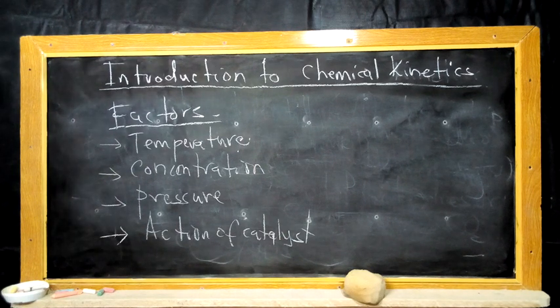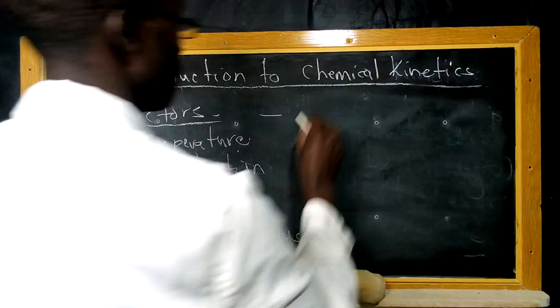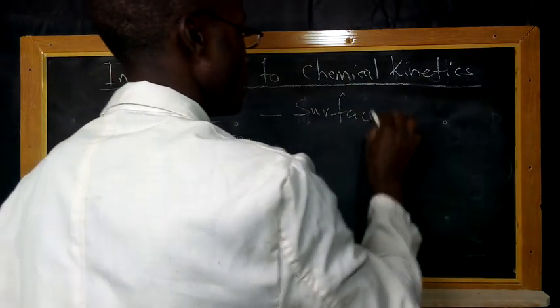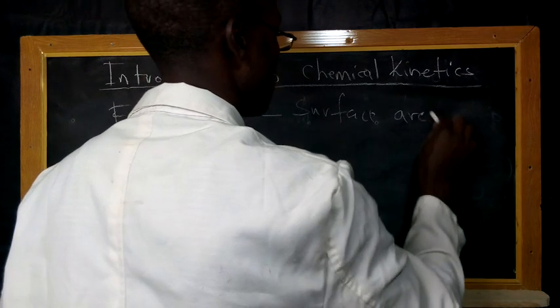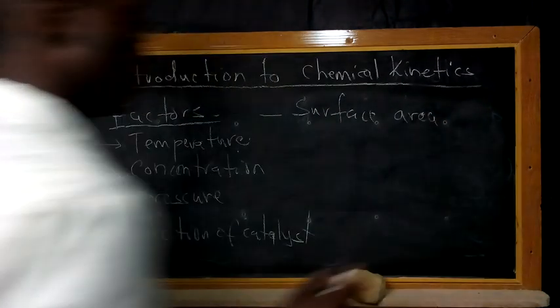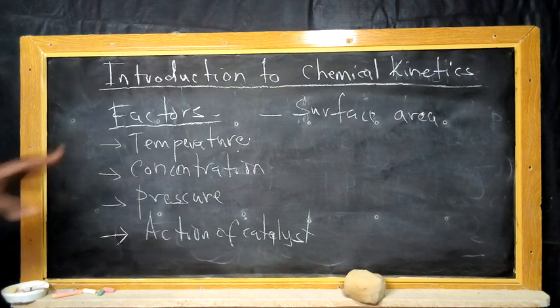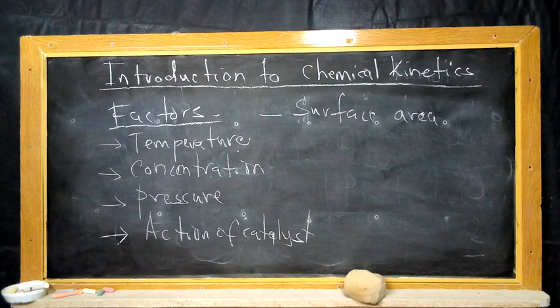And then we are also going to consider the surface area. This can be the surface area of the reactants or the products, especially when we are dealing with reversible reactions. So in this case, these factors are going to be very important, since they are the factors which are going to affect the rate of chemical reactions.